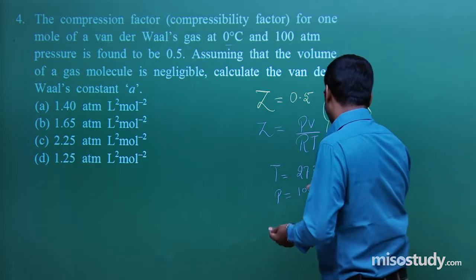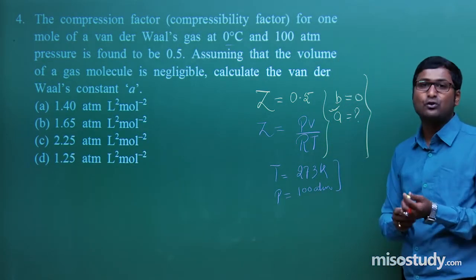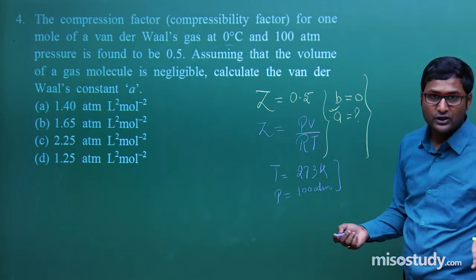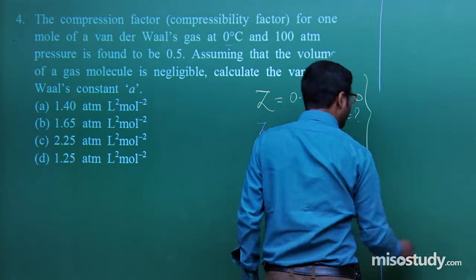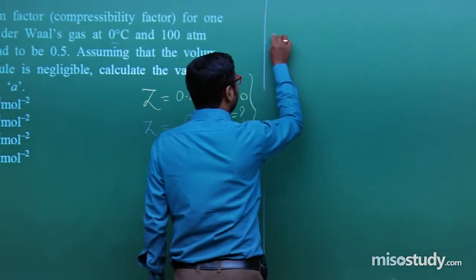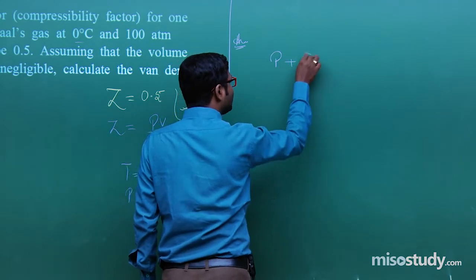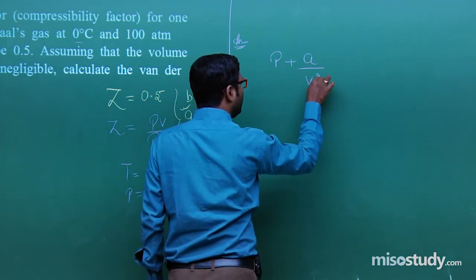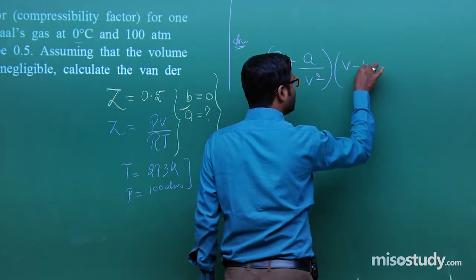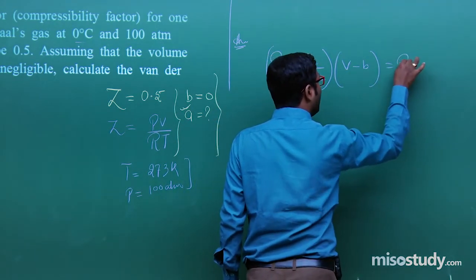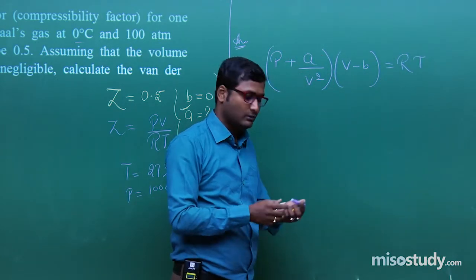Now what to do? Definitely, if we need to find the value of a, we have to apply the van der Waals equation. As we know, for 1 mole of a gas, tell me what is the van der Waals equation? That is P plus a upon V square into V minus b is equal to RT. Tell me, am I right or wrong? Sir, you are absolutely right.